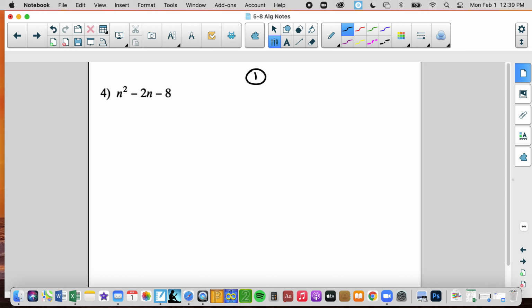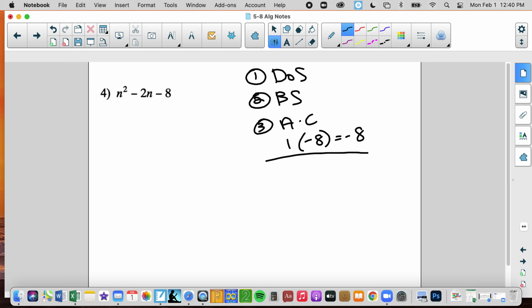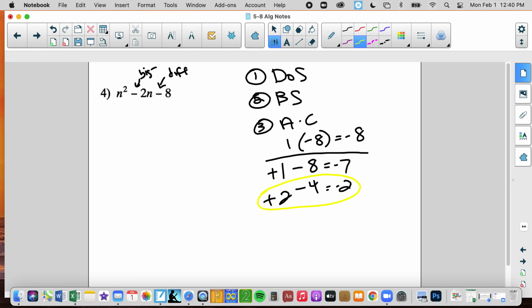This is not the difference of squares. It is not a binomial square. So we will use the A times C technique. A is 1, C is negative 8. 1 times negative 8 is negative 8. Factors of 8 are 1 and 8, 2 and 4. Signs are different, and the bigger of the 2 numbers will be negative, and the smaller will be positive. Negative 4, positive 2. We end up with that.